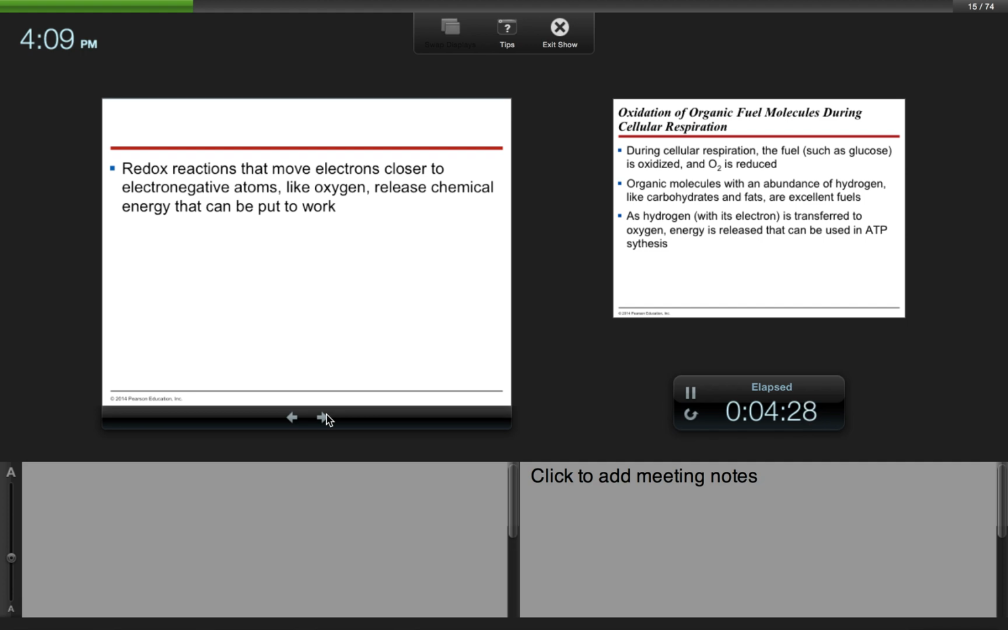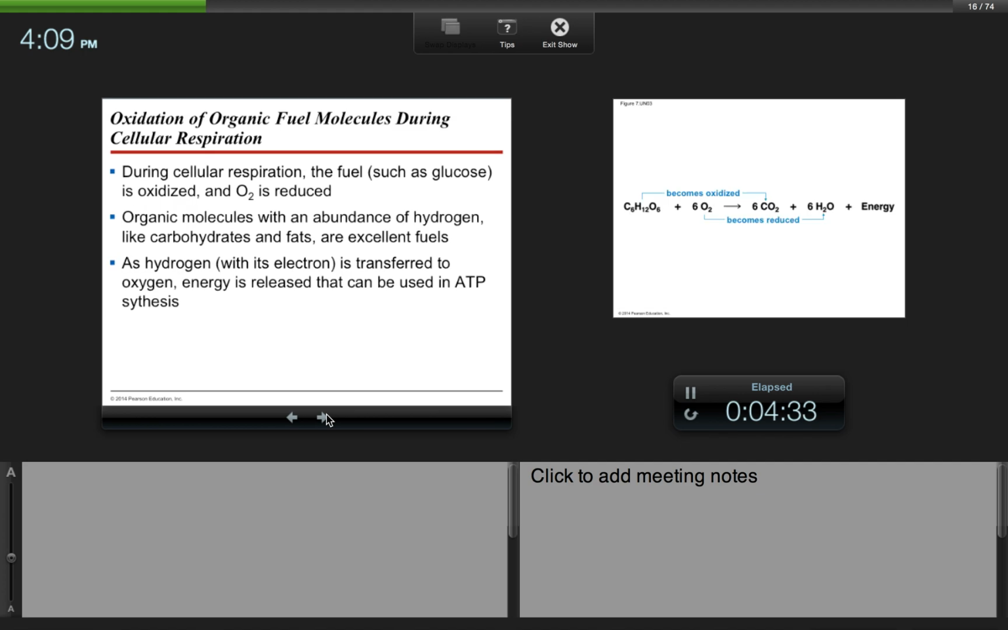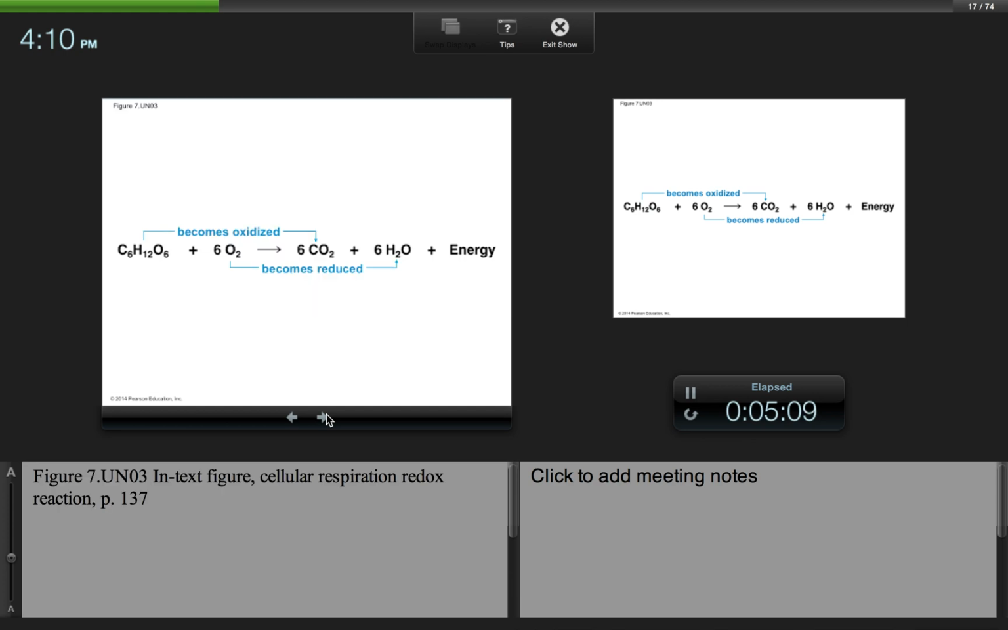Redox reactions that move electrons closer to electronegative atoms like oxygen release chemical energy that can be put to work. During cellular respiration, glucose is oxidized and oxygen is reduced. Organic molecules with an abundance of hydrogen, like carbohydrates and fats, are excellent fuels. And the reason why is that when we look at the transfer of electrons, we're actually looking at the hydrogen elements, because it is the hydrogens that carry an electron. So electrons move in the form of hydrogen. As hydrogen with its electron is transferred to oxygen, energy is released that can be used in ATP synthesis.